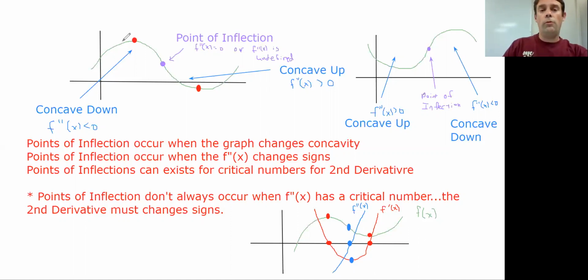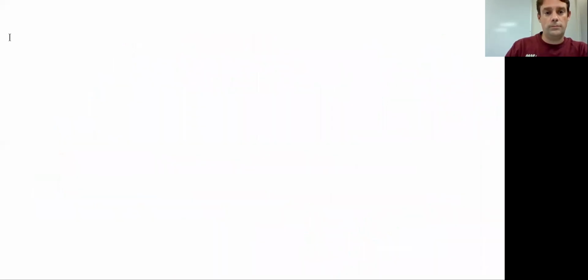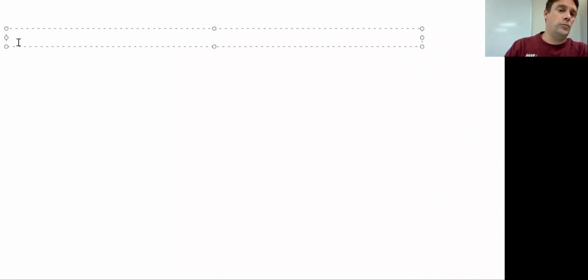So what we're going to do today is play a little bit more with some of the functions we began to play with yesterday. The second derivative exists, or points of inflection exist, when the second derivative changes signs. So if it doesn't change signs, no point of inflection.